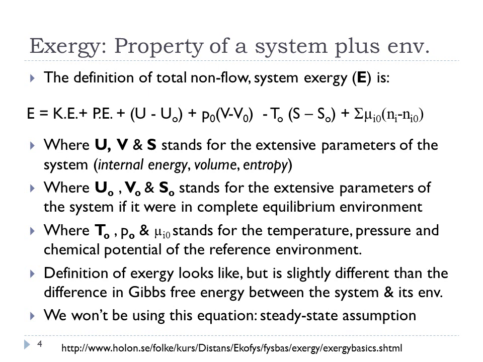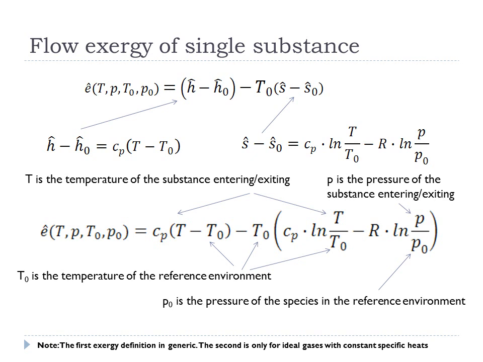So we're not going to use this equation, but I want to point out that there is a definition for the big E. Now, we're not going to be using big E because we're going to be using the steady state approximation. So what we're going to be using is molar flow exergy, because we're going to have to calculate the exergy flowing into and out of a control volume. The molar flow exergy is going to be a function of the temperature and pressure of the substance, as well as the temperature and pressure of the environment. And it looks like this: the molar flow exergy is equal to the molar enthalpy minus the molar enthalpy of the environment, minus the temperature of the environment times the quantity, the molar entropy minus the molar entropy of the environment.